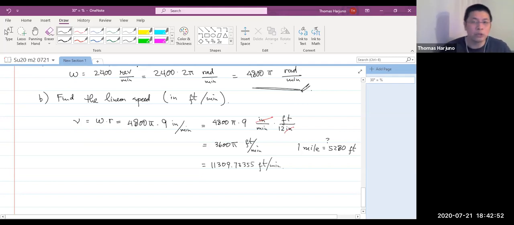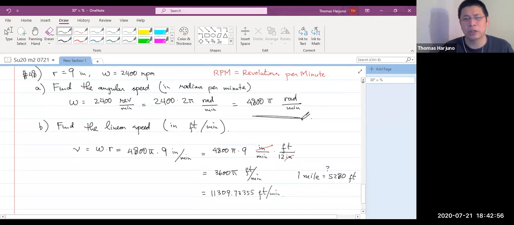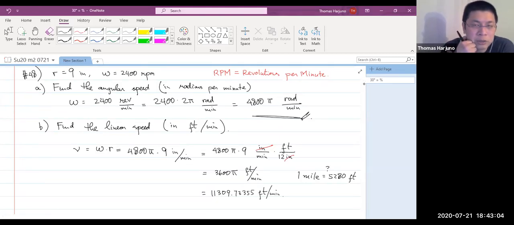By the way, you see a lot of that RPM notation in your car. In fact, when you drive a car, the unit is in 1,000 RPM.